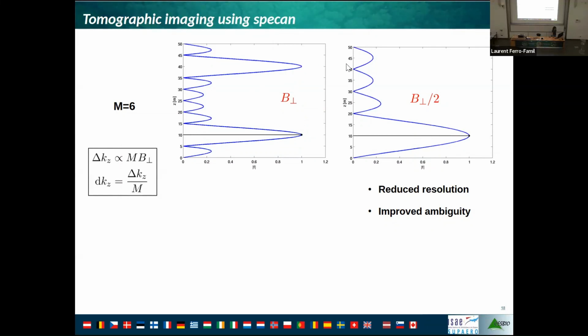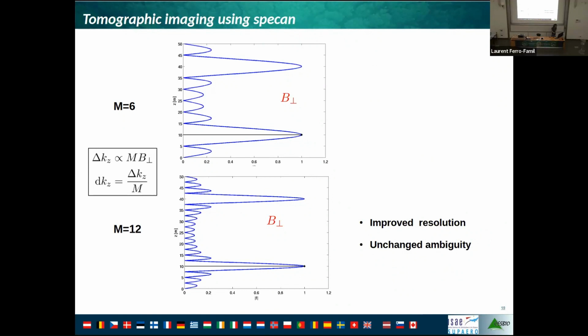What happens if you divide the baseline by 2? You say, okay, instead of flying with this distance, I would like to fly with half the distance. In this case, you will have a loss of resolution since the first minimum here is located at 10 meters from the true position of the target. But of course, you relax the constraints on the ambiguity. The ambiguity went up and you don't see it anymore on this plot. So the ambiguity is much higher.